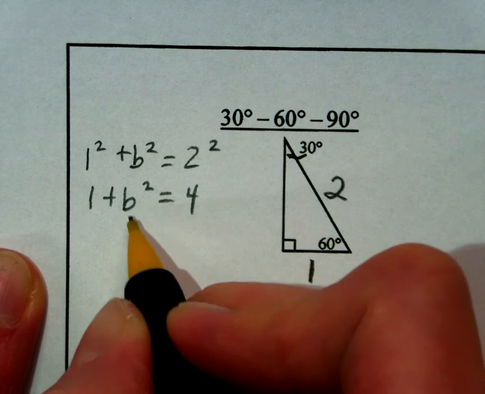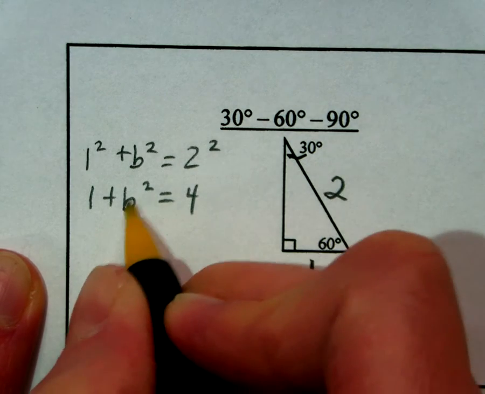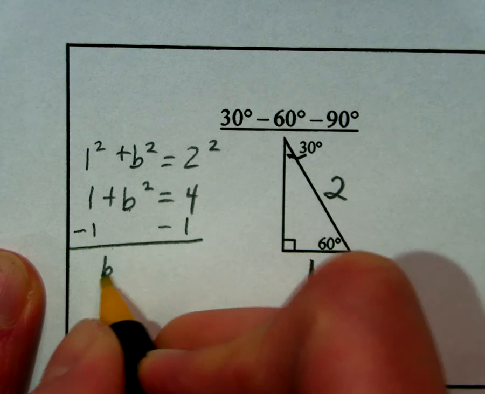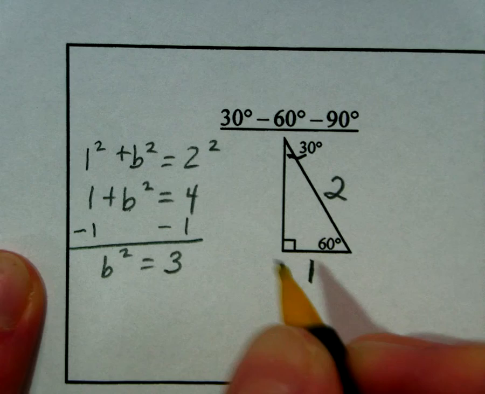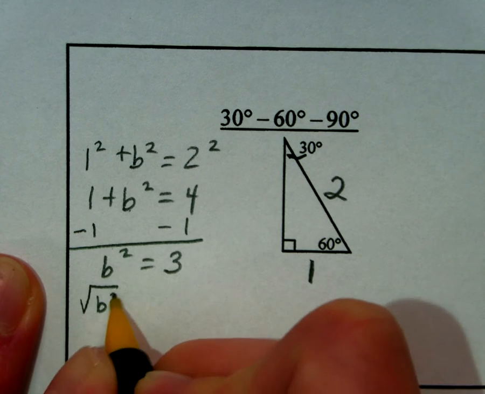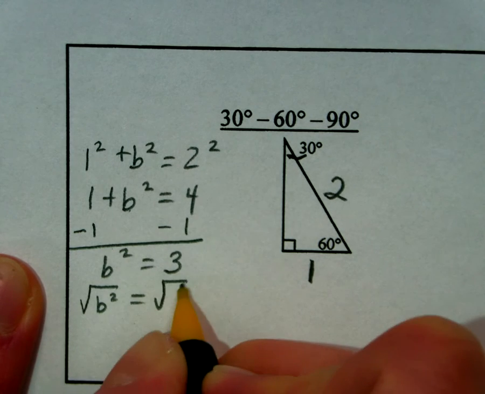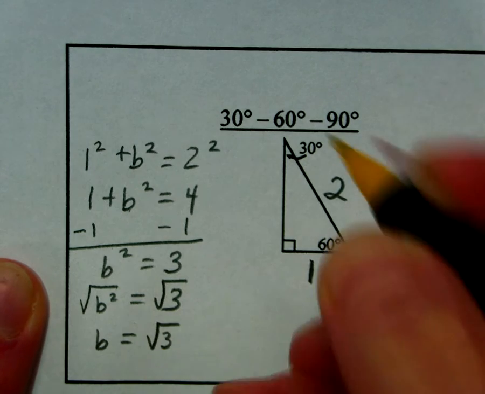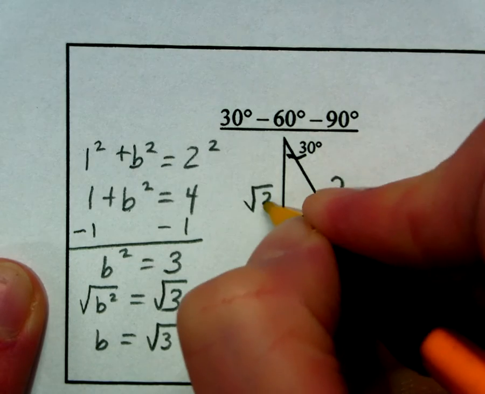So if we're solving for b, I've got to get the b squared by itself. So we subtract 1 from each side. You get b squared equals 3. To get rid of the squared, we square root both sides. We end up with b being the square root of 3. So this side over here is the square root of 3.